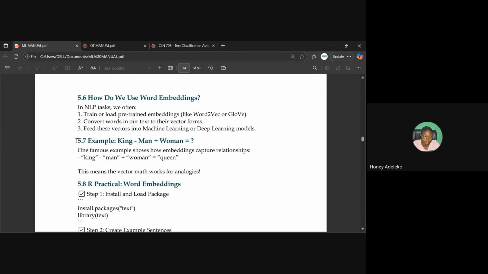Just like I mentioned, one famous example shows how embedding captures relationship. And then we can see this is a very famous example. I think it was generated by Google, just like I said.